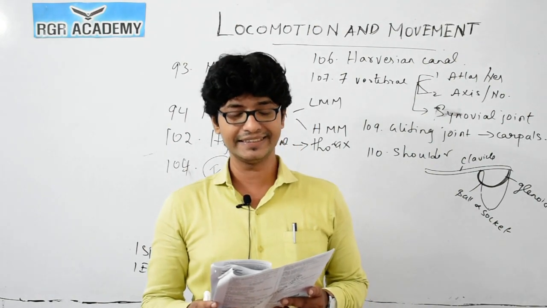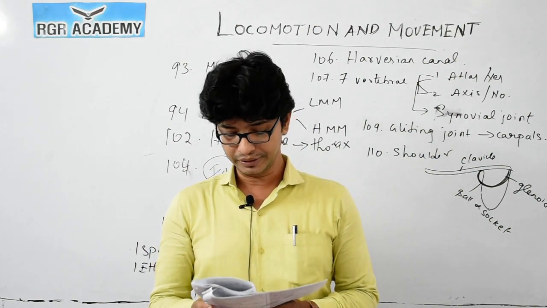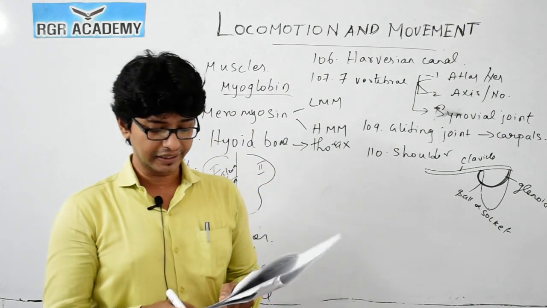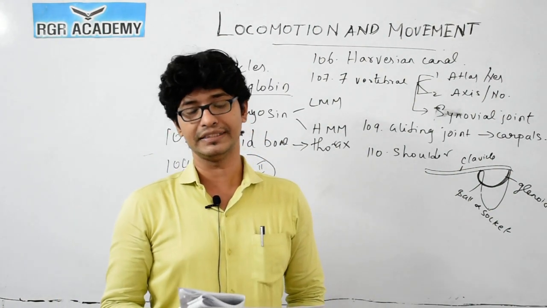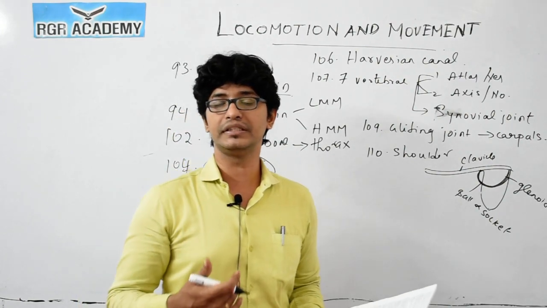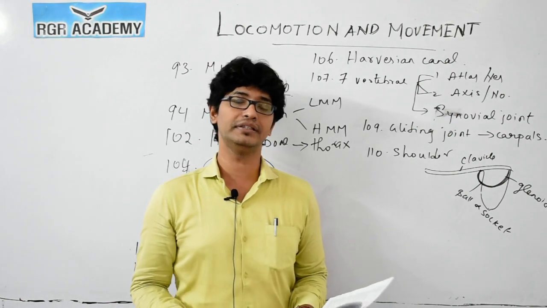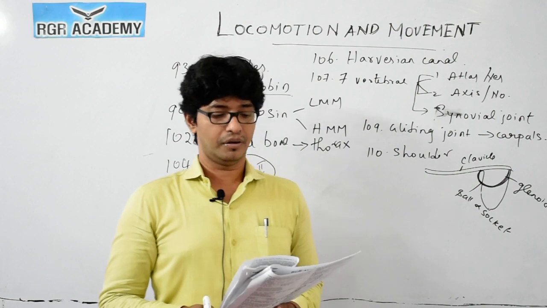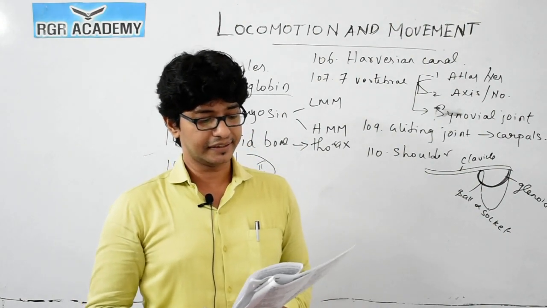Question number 111. Myasthenia gravis is an example for an autoimmune disorder, which affects the neuromuscular junction, leading to fatigue, weakening and paralysis of the skeletal muscles. So what is an autoimmune disease? Your own immune cells start acting against your own body cells, then this is called an autoimmune disorder. So myasthenia gravis is one among that. Option 3 is the correct answer.